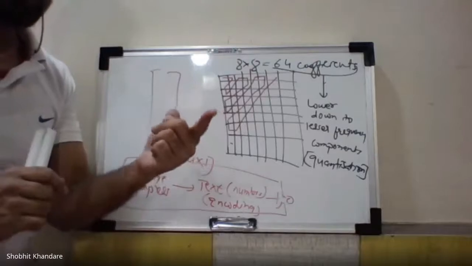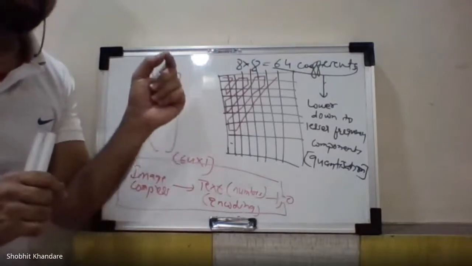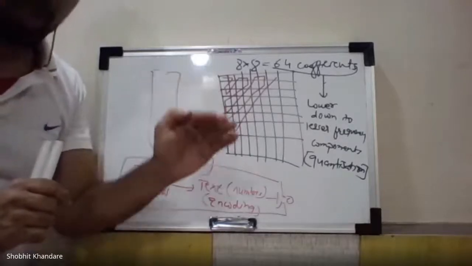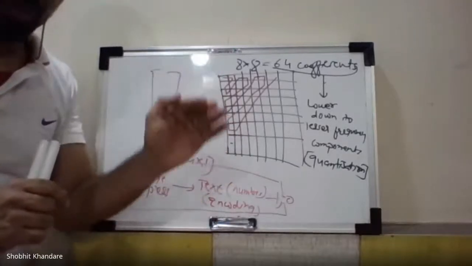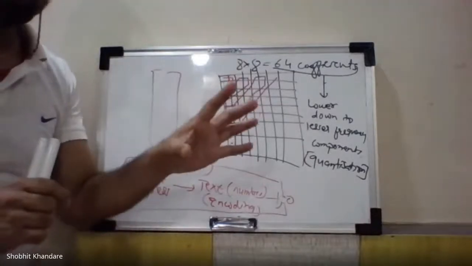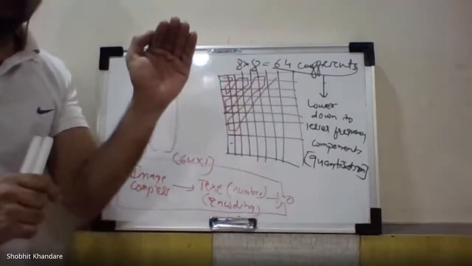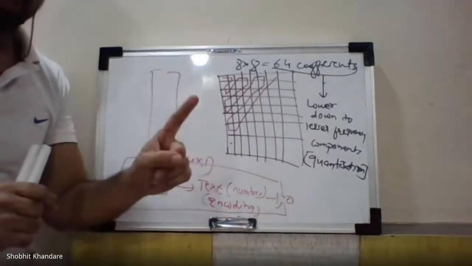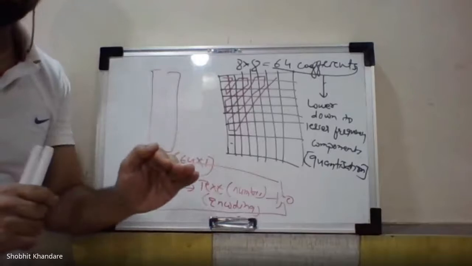Quantization is the same. We are not actually transmitting the original number. We are reducing to the lower value. That means unwanted frequencies are discarded. So where you are using the quantization, that is the one stage where compression is done.